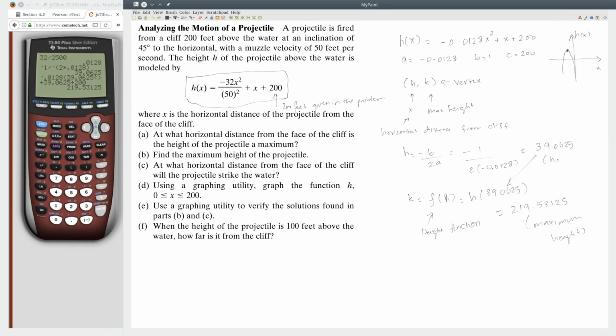and this would be the horizontal distance from the cliff where the max height occurs.